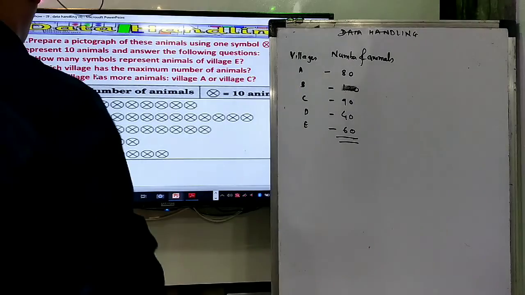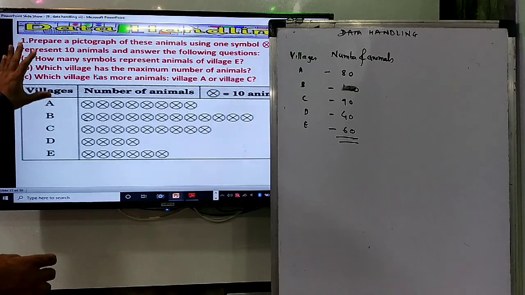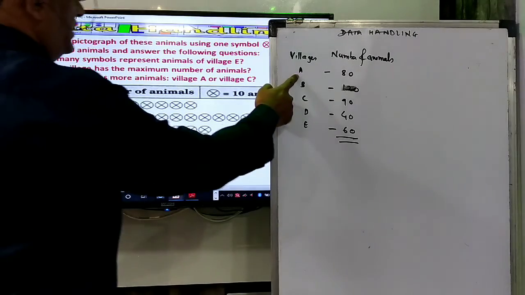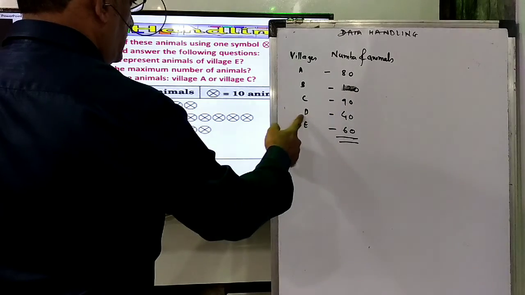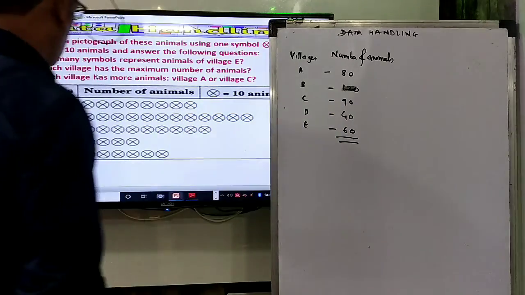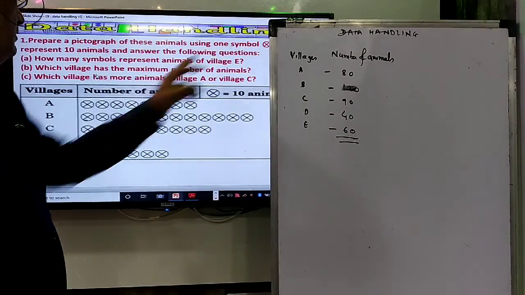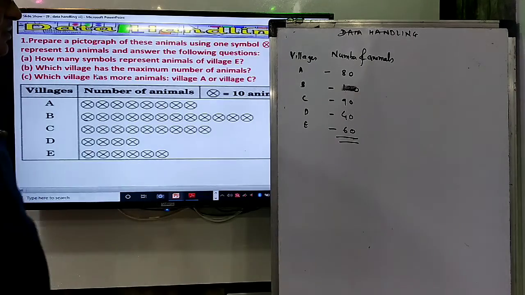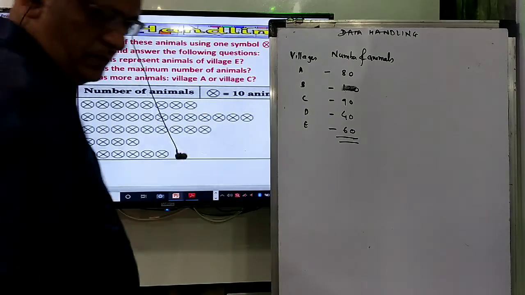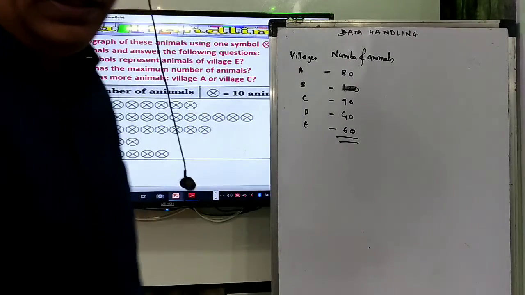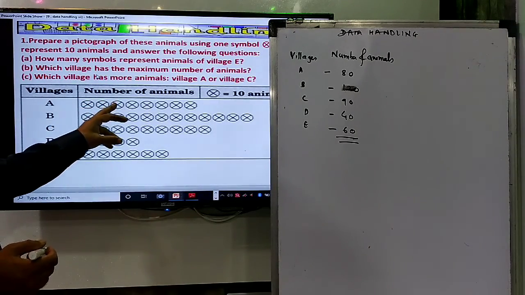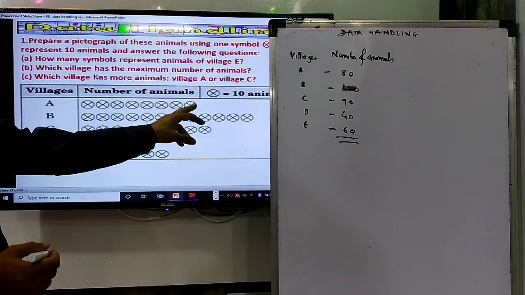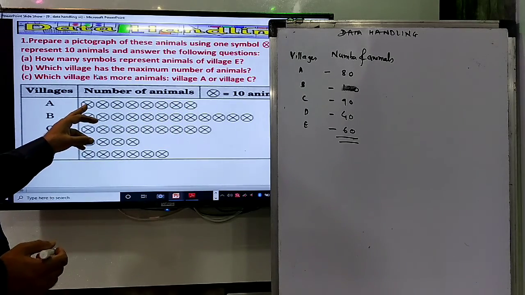What is given in the problem is that village A consists of 80 animals, B consists of 120 animals, C consists of 90, D consists of 40, and E consists of 60 animals. This symbol represents 10 animals. So A consists of 80 animals, which means we have to use this symbol 1, 2, 3, 4, 5, 6, 7, 8 times. One symbol represents 10 animals.